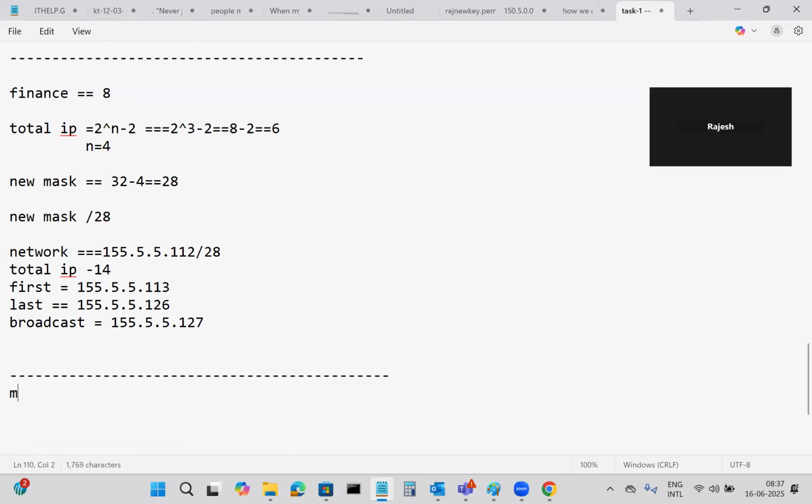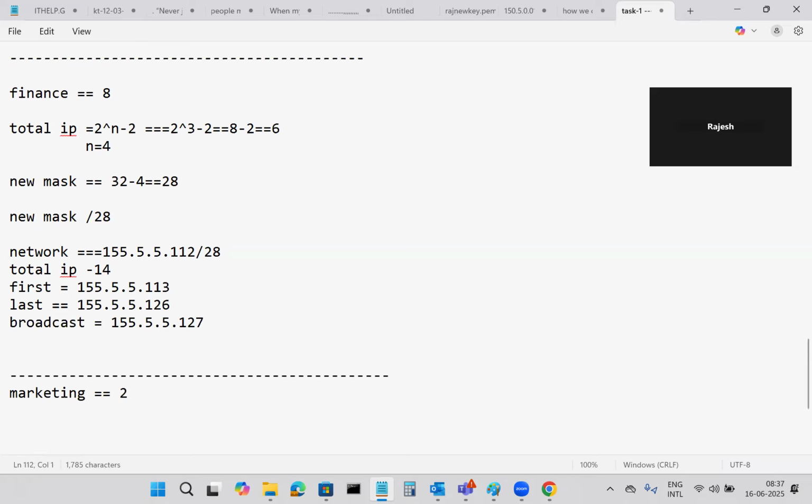Now the last, which is marketing. Requirement is what? This is a tricky one. Let's see whether you get the point, because this is a common mistake made by network planners or those who are designing the network. What is the mistake here? We'll see that also, why it is tricky.